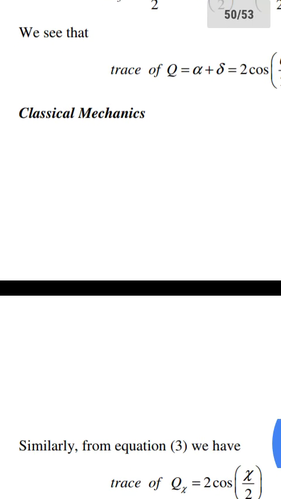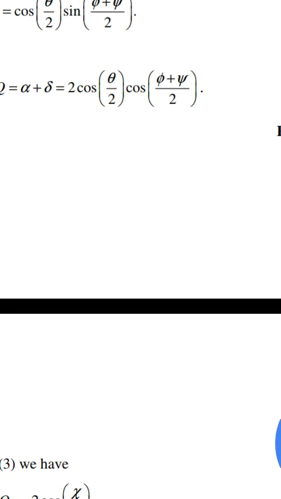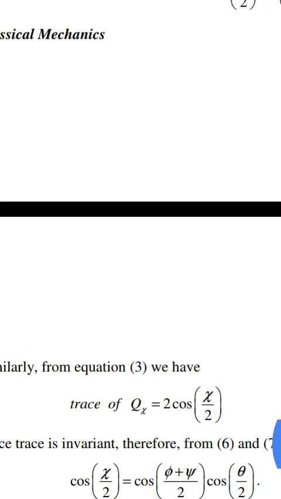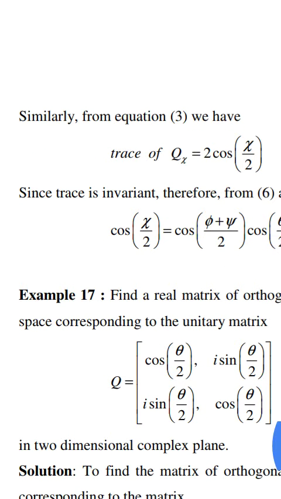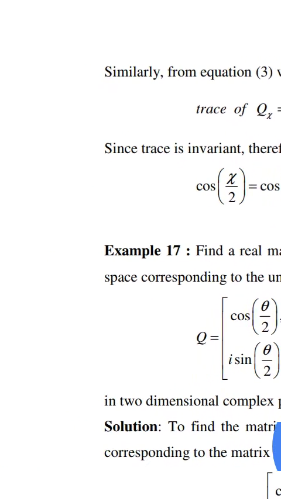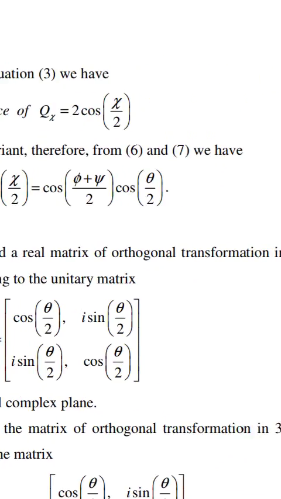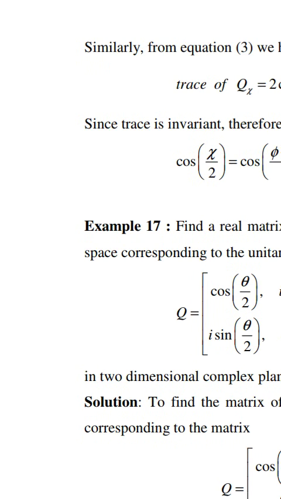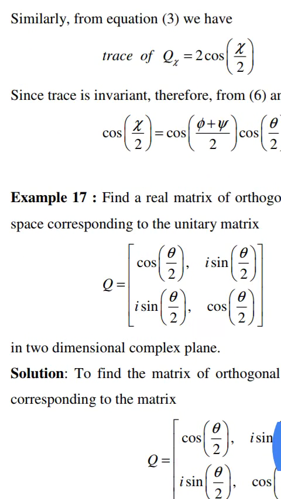We see that trace of Q is equal to alpha plus delta is equal to 2 cos of theta by 2 cos of (phi plus psi) by 2. Similarly, from equation 3 we have trace of Q chi is equal to 2 cos of chi by 2. Since trace is invariant, therefore from the 6th and 7th we have cos of chi by 2 is equal to cos of (phi plus psi) divided by 2 times cos of theta by 2.